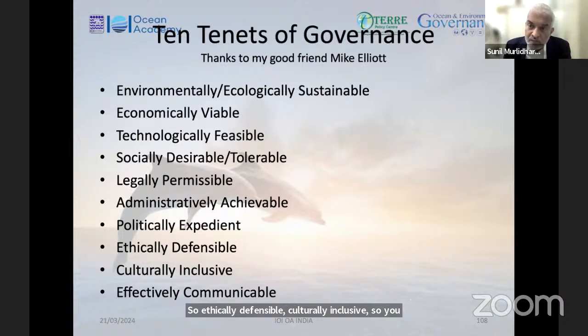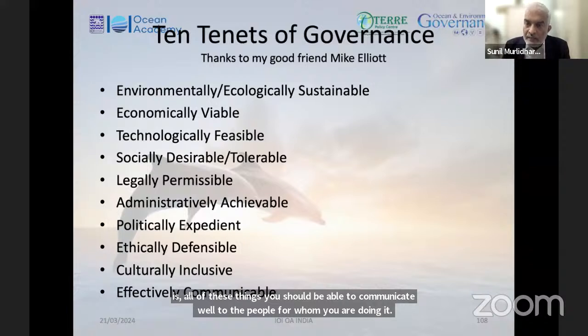So ethically defensible, culturally inclusive, so you cannot go against the culture of a local place. It's very important. Culture is the most important thing for human beings, for humanity. Taking away somebody's culture because you want to build a dam, or construct a motorway or highway or something, it is just indefensible. And then effectively communicable. You should be able to communicate what you are doing, why you're doing it, how good it is for you, how cost effective it is, how legal it is, how moral it is. All of these things you should be able to communicate well to the people for whom you're doing it. So those are the 10 tenets of governance.